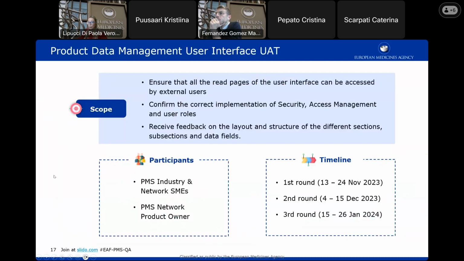So what we aim so far, of course, we have delivered the product UI, we have been designing it. Now we are in a phase that we want to test it. So the UAT will be launched actually in the next week, and we'll have three main goals for us.